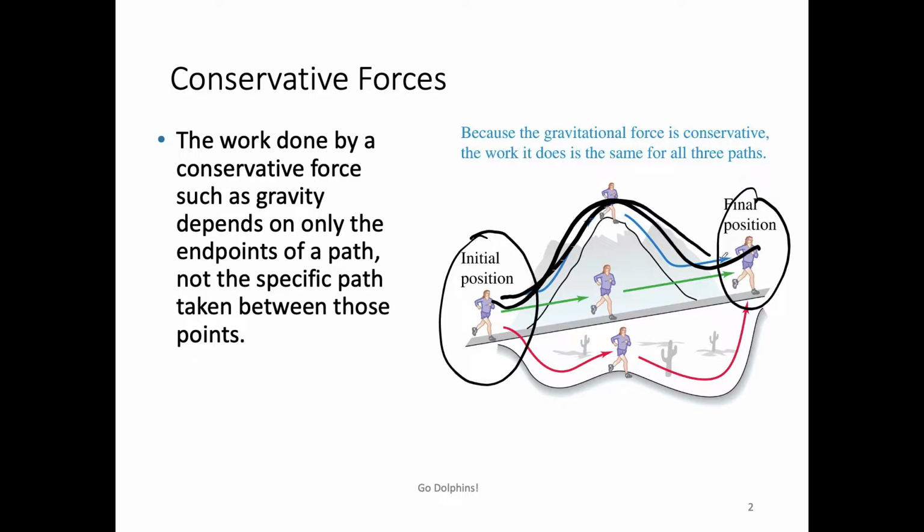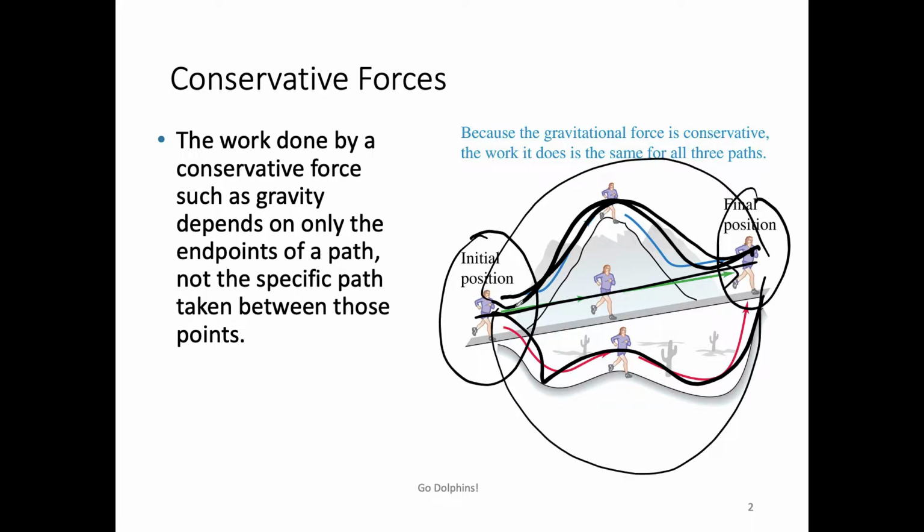You can go up the mountain, get to the end point, or you can go this way, or you can go straight. So the work done by gravity along these three paths and all other paths connecting those two positions are the same. We can prove that the work done by gravity doesn't depend on the path. So we call gravity a conservative force. Now the definition is that the work done by the force between 2 points is always the same, independent of which path the object took.